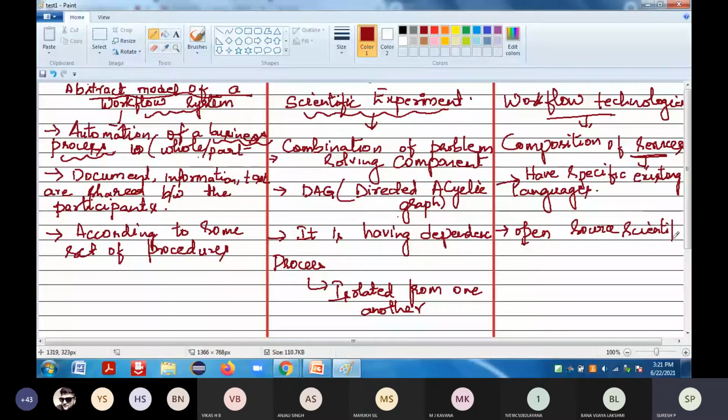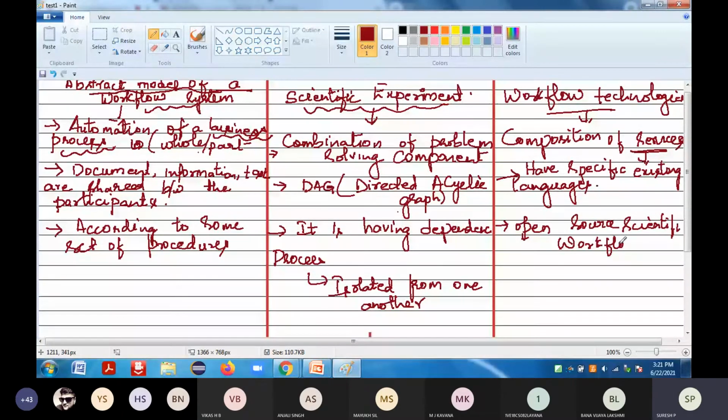The example here is Kepler. You can go through it and see the different features that the Kepler open source scientific workflow provides. This Kepler makes use of the Ptolemy 2 system component.